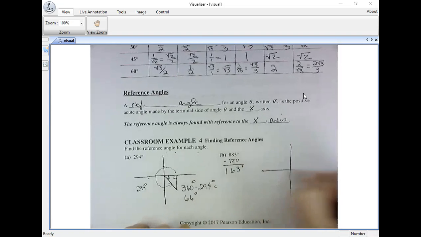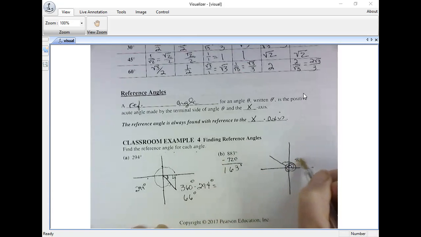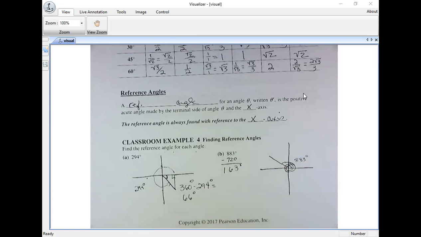Which quadrant do you think that is? Looks like quadrant 2. So basically, here's 883 degrees. You go around one time, that's 360. Go around a second time, that's 720. And then I'm going to come over here, and 163 degrees is probably something like that. So this is a total of 883 degrees if I've used all the revolutions. But this means this is my terminal side. This is where I'm going to stop. So what would be my reference angle?